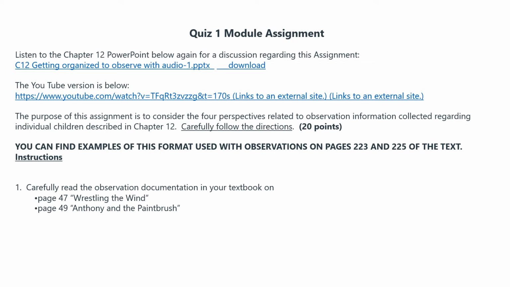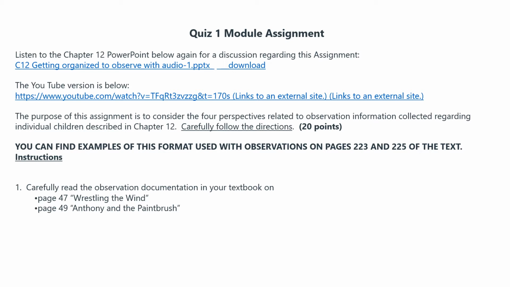So let's take a look at the instructions for the first module assignment. This is in the Quiz 1 module. So you're going to listen to Chapter 12, the Chapter 12 PowerPoint, and you can access it using PowerPoint, or you can access it using YouTube.